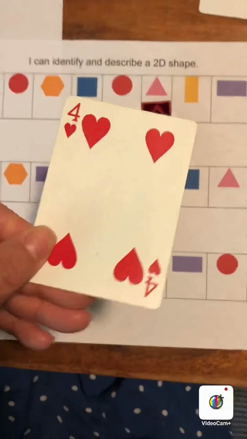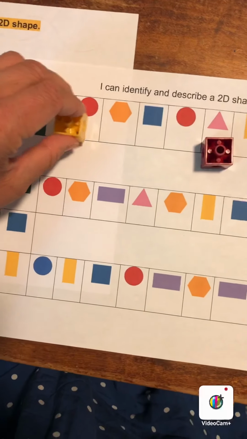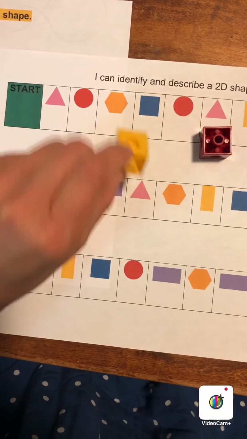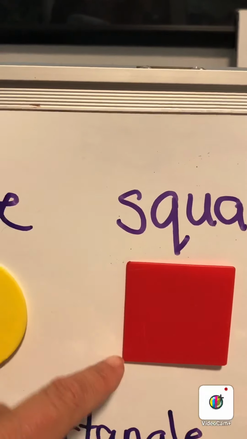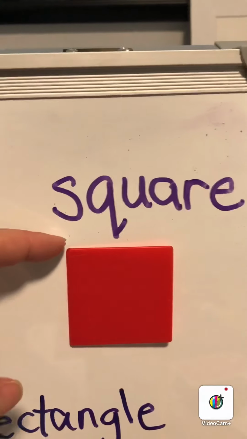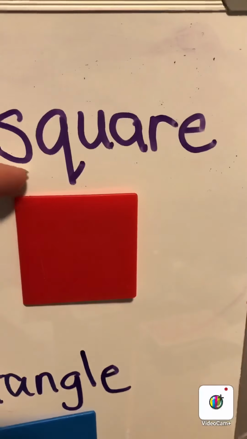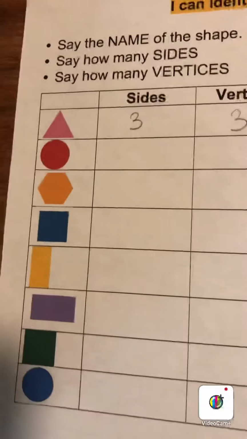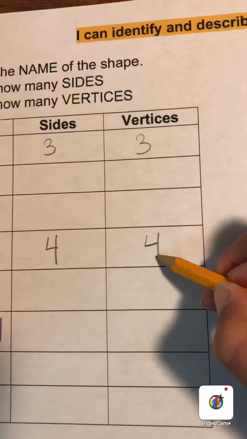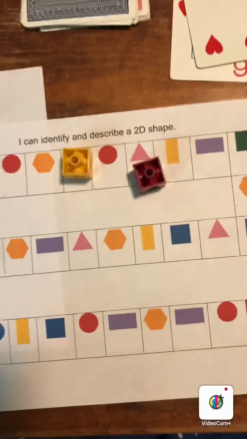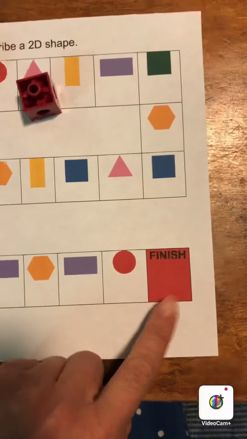Okay. Then it would be the other player's turn to go. 4. 1, 2, 3, 4. All right, I got a blue square. And if I'm looking at a square, let's see how many sides. 1, 2, 3, 4. And how many vertices, which is corners or angles. 1, 2, 3, 4. So next to my blue square, I would write 4 sides, 4 vertices. Now you're going to keep going on your game board until somebody reaches the finish line.